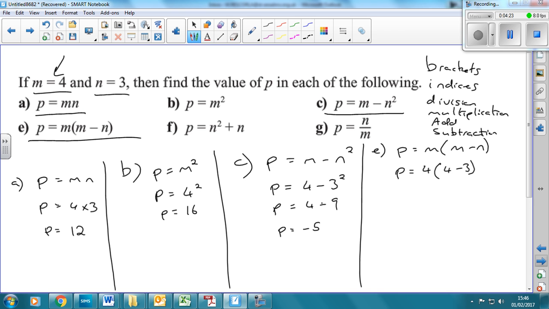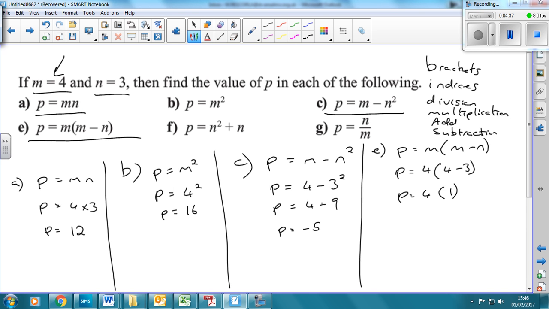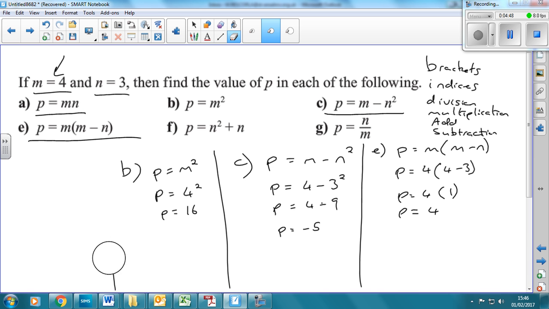So here we're going to do the brackets first. So that's going to be 4 take away 3. Now that means 4 take away 3 is 1 you've got left in the brackets. That's going to be 4 lots of 1. So 4 times 1 is going to be 4. So you've got p equaling 4. And again, just pause the video any time so that you can copy that down.